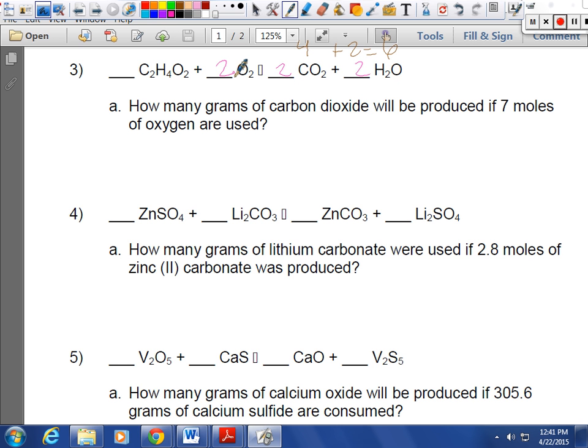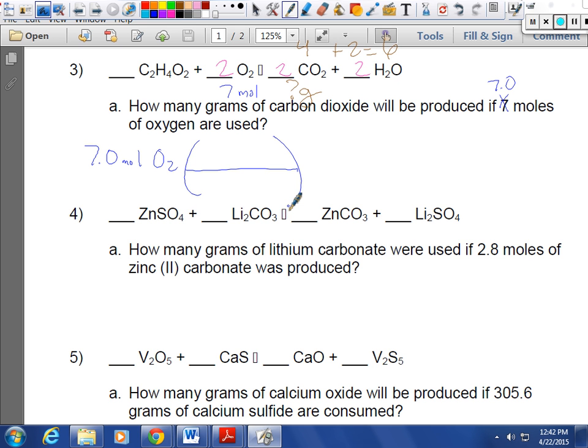Talk to me tomorrow. Okay. All right. How many grams of carbon dioxide will be produced if 7 moles of oxygen are used? All right, so I've got 7 moles, just exactly 7, right? Guys, I don't like 1 sig fig. Just for clarification, just change it to 7.0. Let's get 2 sig figs in there. So 7.0 moles of O2.